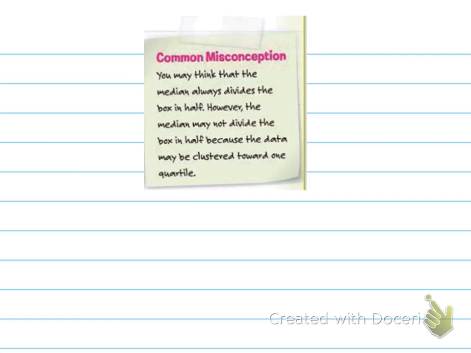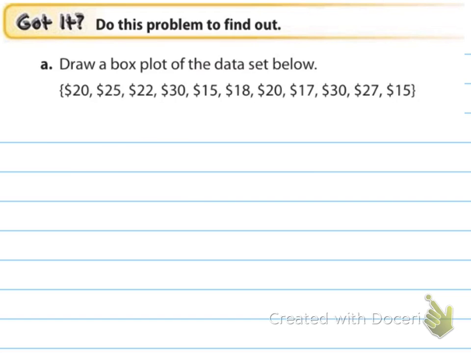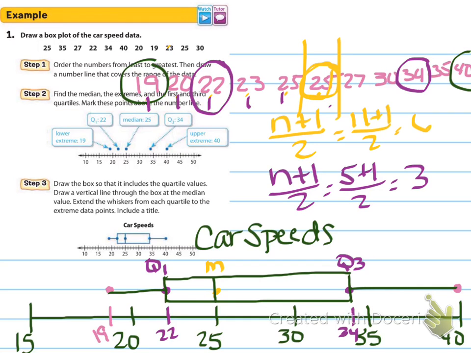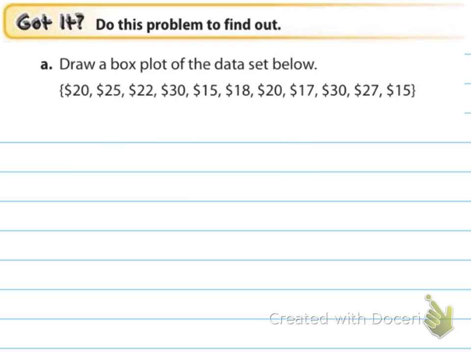So great point. All right, so we're going to draw a box plot of the data set below. Of course, you want to keep following your step-by-step directions that you have over here. They're perfect. So we're going to put them in order from least to greatest first. Then we're going to find the lower and upper extreme, the quartiles, and the median. Then we're going to draw the box and whiskers and put a title on it. Okay? I want you to pause the video, and I really want you to try doing this on your own. There's not a really good title put on here, so we'll just put dollars.